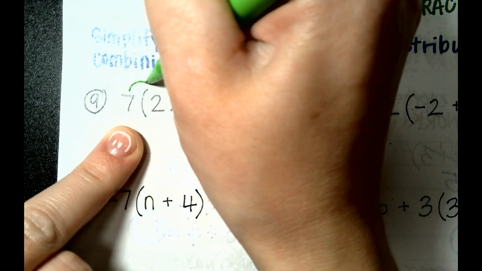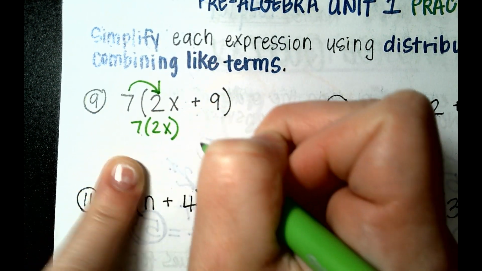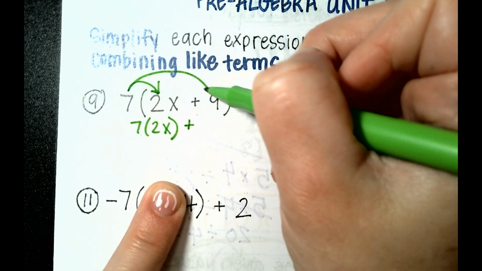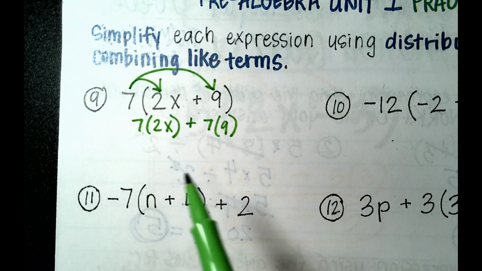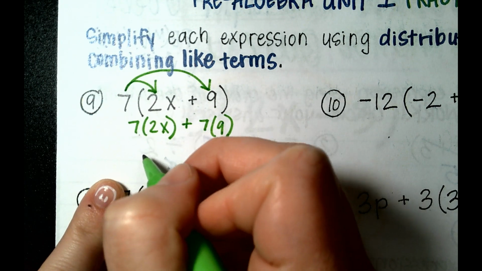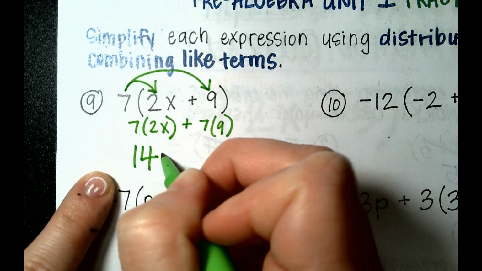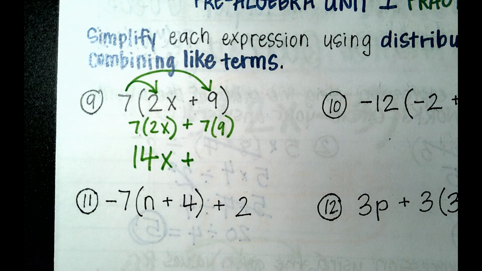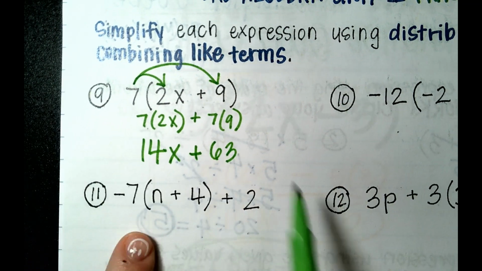7 times 2x. What else will I do? Yes, 7 times 2, and then the 7 times 9. So 7 times 2x, what does that give us? 7 times 2, yes, 14x plus 7 times 9. What is that? 63. Perfect. And that would be our answer.